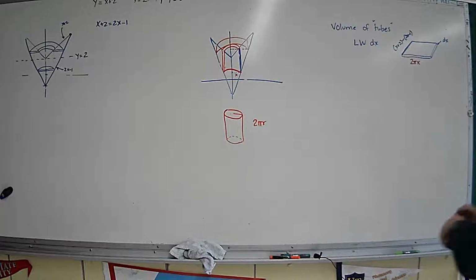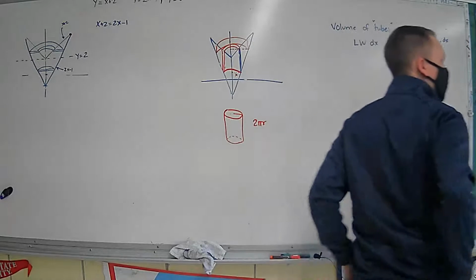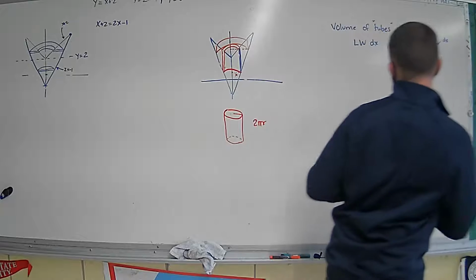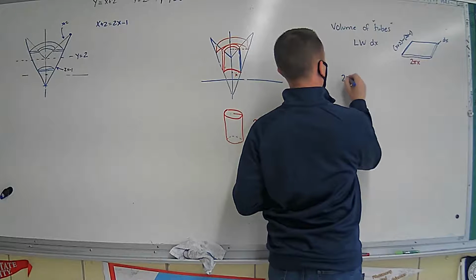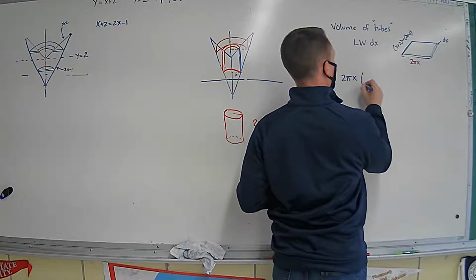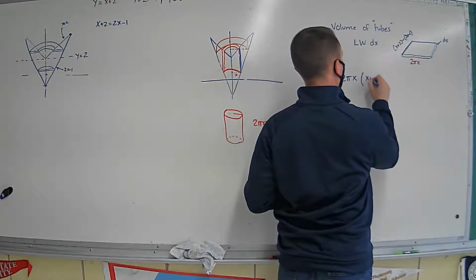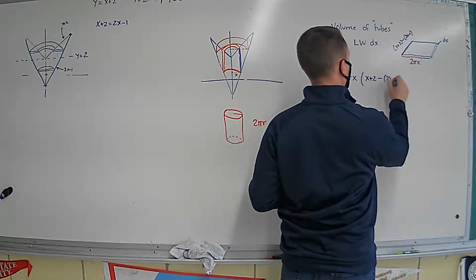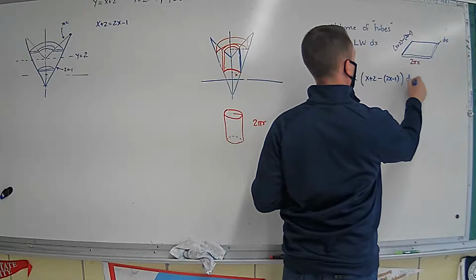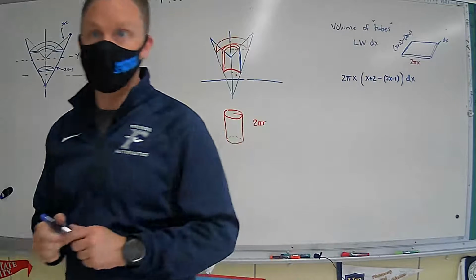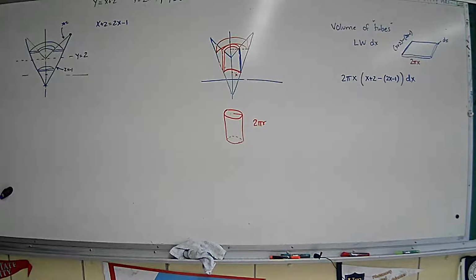So what's then the volume of the tube? It's 2 pi x times x plus 2 minus 2x minus 1 dx. So what is that we've just written down there? That's the volume of one of these tubes. You just tell me where horizontally you want to put it.